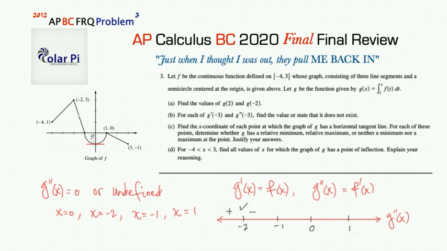And then at -1, the slope of f, and therefore g double prime, is negative, but it continues to be negative. So negative to negative on either side of -1. On this part, it's still negatively sloped. Then at 0, you go from negative to positive for f prime, and therefore for g double prime. And then finally at 1, we go from positive to negative. So the points of inflection are -2, 0, and 1.